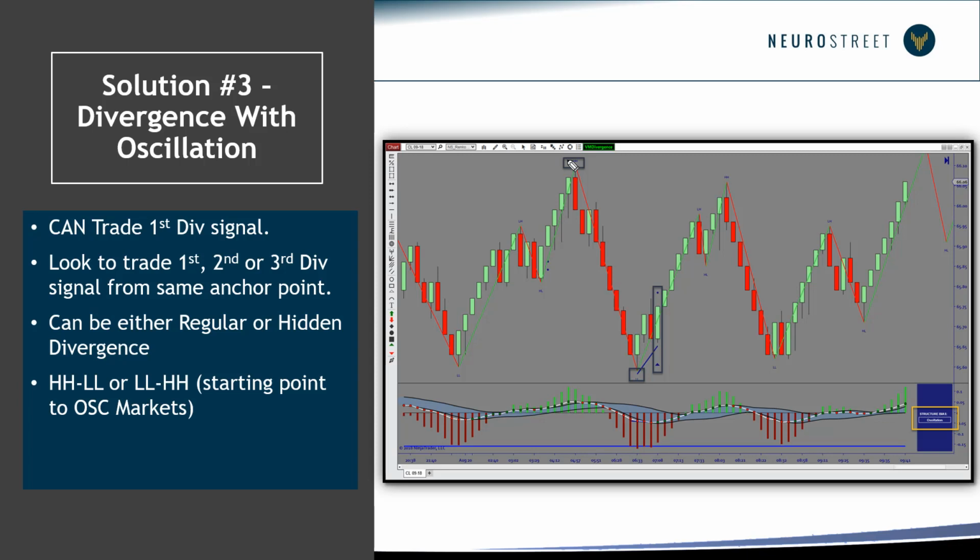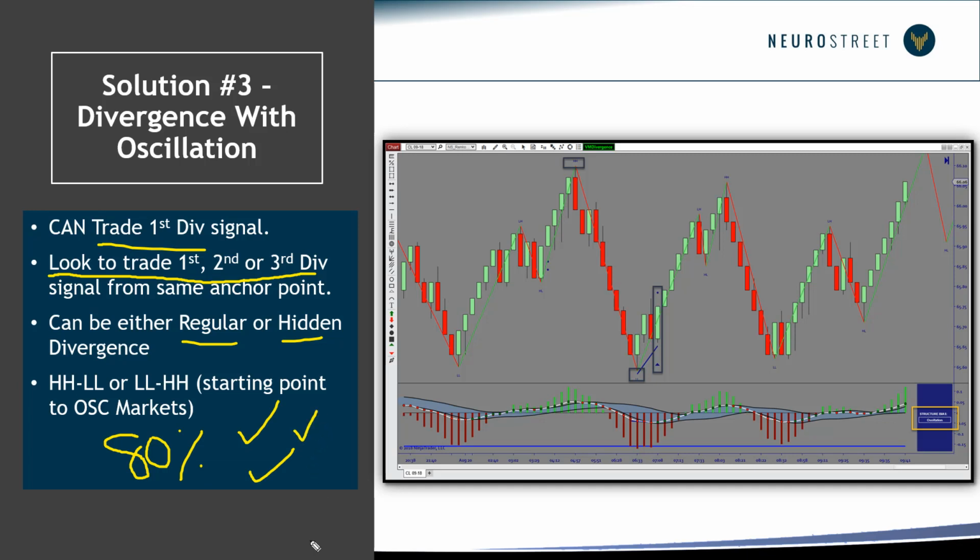Now, that being said, we can look to trade the first, the second, or the third divergence from the same anchor point. Doesn't matter because we're trading any signal in oscillating markets. It can be regular or hidden. So the rule is 80% of the time, you've got excellent trading conditions and you got more opportunity and you got a higher probability of the trades working.